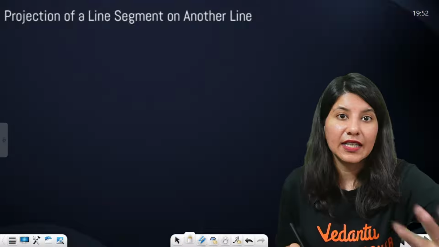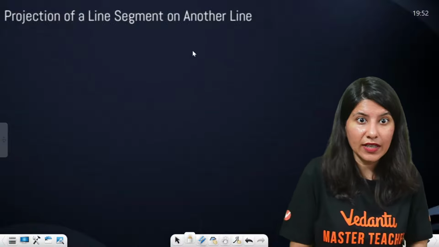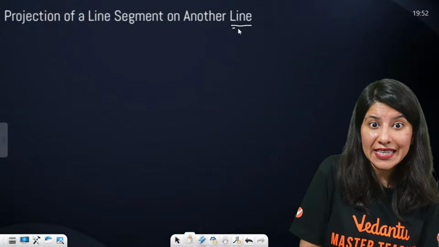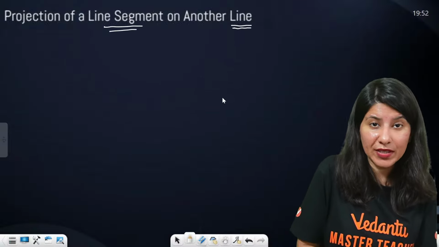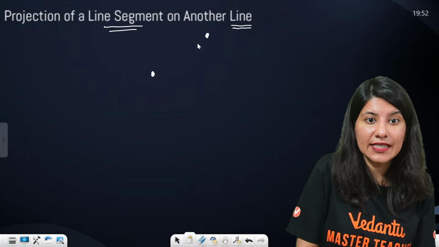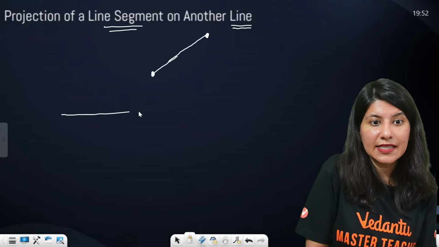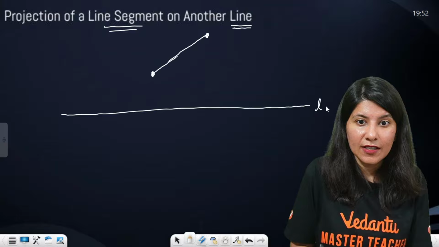Okay. Now, projection of a line segment on another line. See, there is a difference between a line and a line segment that you have to understand. Projection of a line segment. So, there is this line segment. This is the line segment. And there is this line. So, this is the line.